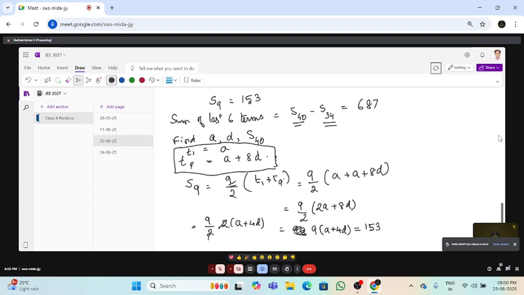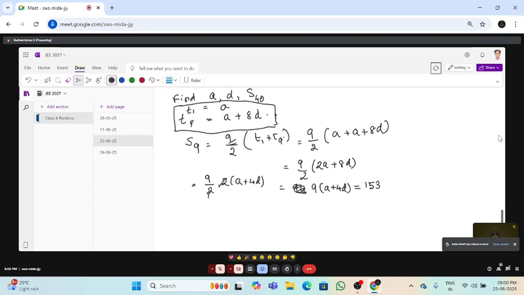If you have any difficulty in understanding any of this, please let me know. I simply applied, taking T1 equal to A and common difference equal to D. I've written the formula for S9, and then got it in terms of A and D. So this 153, therefore A plus 4D equal to 153 by 9, which is 17. This is your first equation. A plus 4D equal to 17.